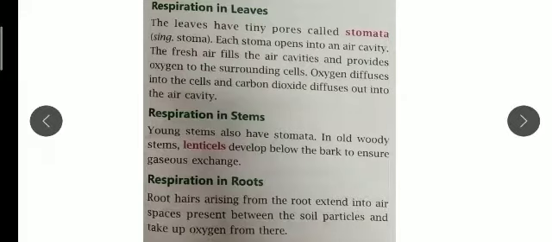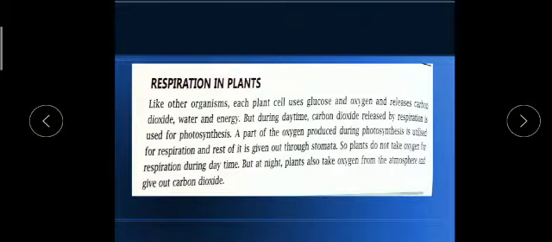Okay children, one more thing I want to discuss. It is written that plants do not take oxygen for respiration during daytime. Why do they not take it? Because from photosynthesis, they are getting the oxygen. But at night, plants take oxygen from the atmosphere and give out carbon dioxide. So you should remember this: at night time they take oxygen from the atmosphere and give out carbon dioxide.